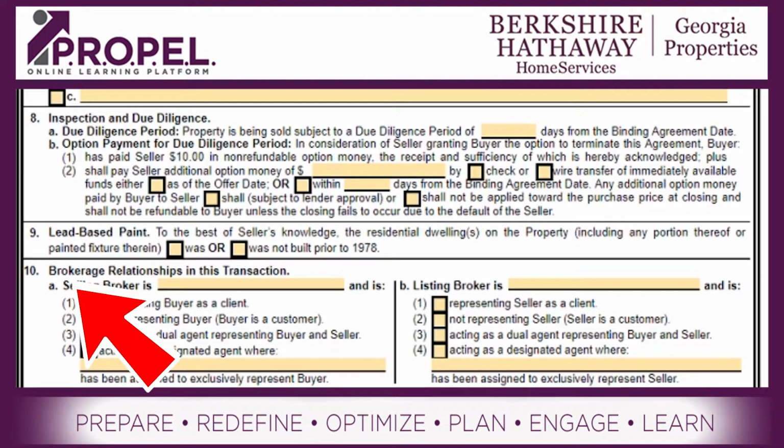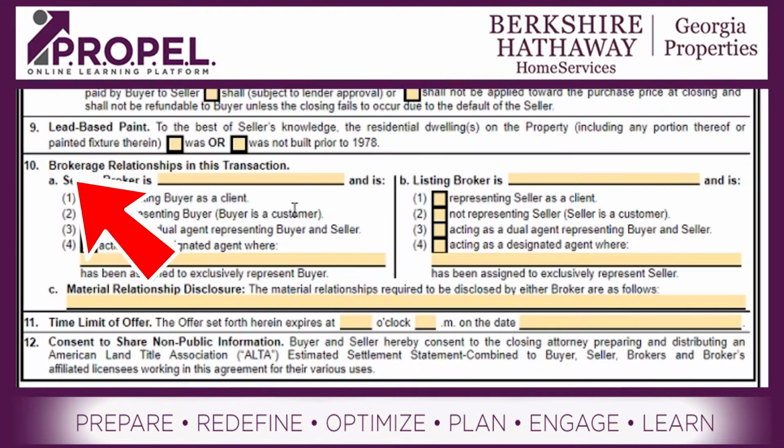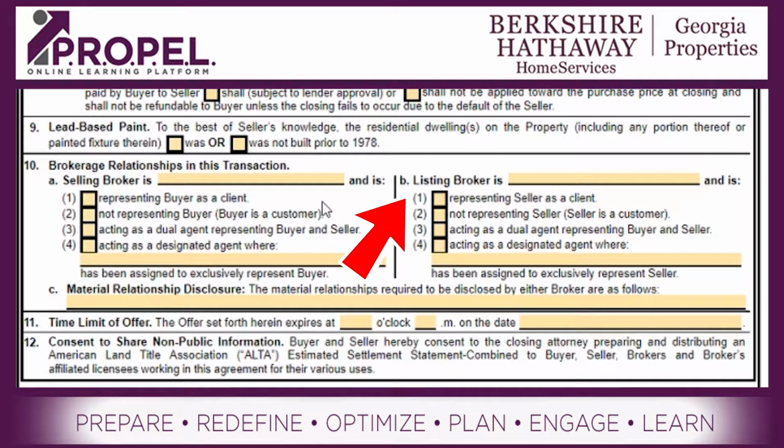Number 10 is your agency relationship, brokerage relationship. Regardless of which one you're working with, the seller or the listing, basically you're going to check if you're representing that client. And remember, a client is someone that you're representing, a customer is someone that you do not represent. A client is going to be someone that you're representing. So if you've got the buyer, you're going to check representing buyer as a client. For representing the seller, you're going to check representing seller as a client. And that's where you actually have a brokerage agreement in place.